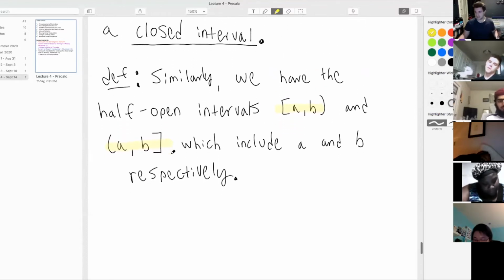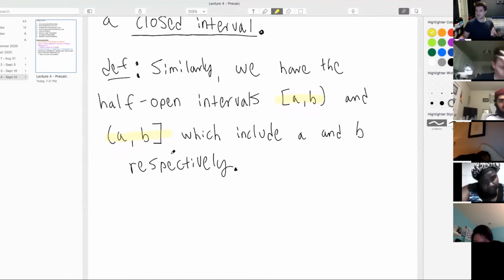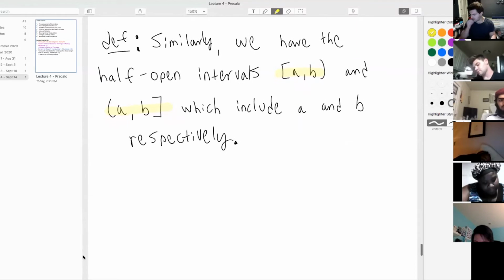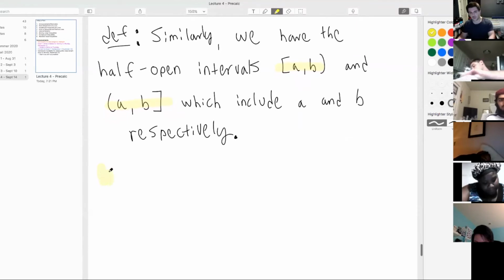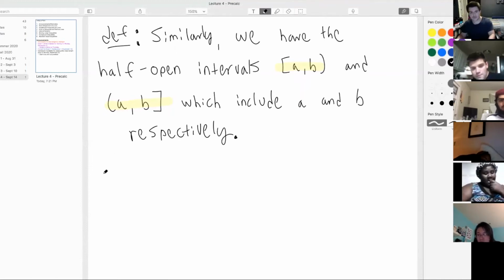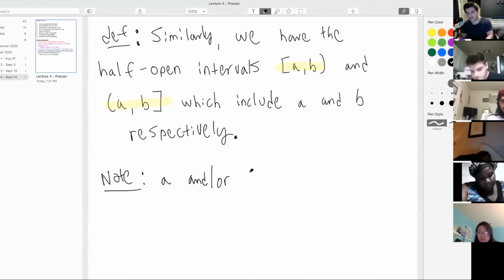Okay. So we're going to show these visually on a number line next. So that'll help visualize these things. And just one more note is that we do allow infinity in this setup. Note that A and or B, those numbers can be plus or minus infinity.